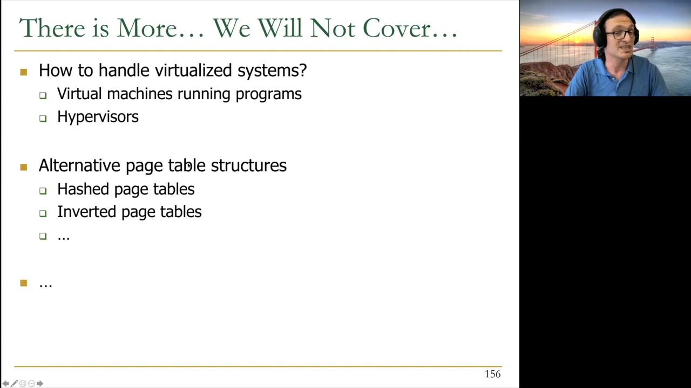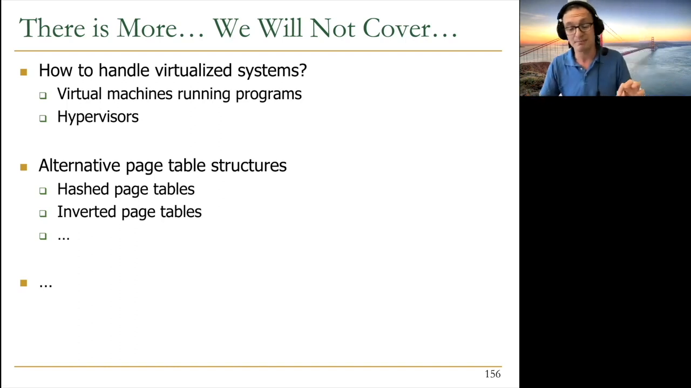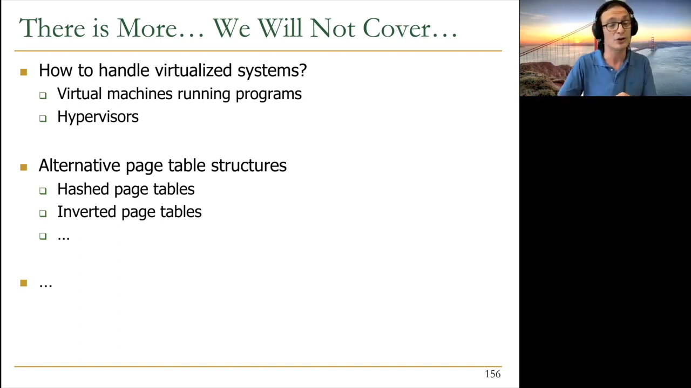There are alternative page table structures that we did not talk about. Inverted page tables, we briefly mentioned, where the operating system may store the reverse mappings from physical pages to virtual pages to figure out what to replace. Some systems actually have inverted page tables to begin with, probably a bad idea, but there are trade-offs associated with it because inverted page tables are actually quite compact.